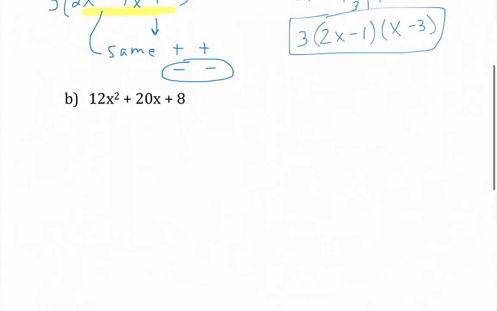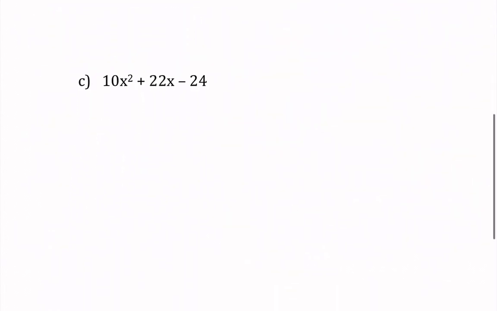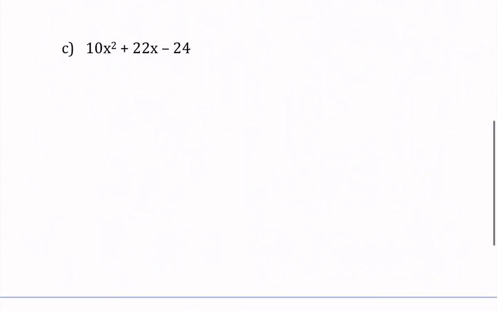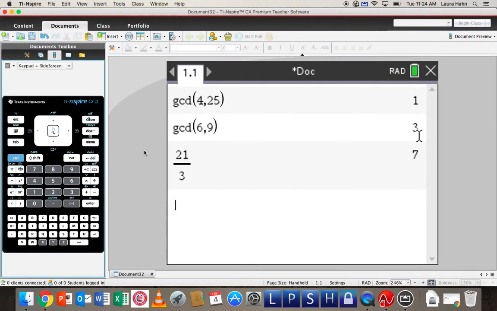Let's go ahead and skip B for now. Okay, on this one, let's find my greatest common factor. So I need to find the greatest common factor between 10, 22, and 24. So I'm going to type in my two smallest numbers, so 10 and 22.